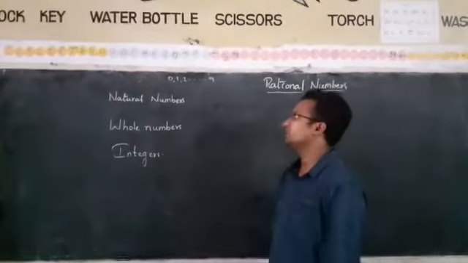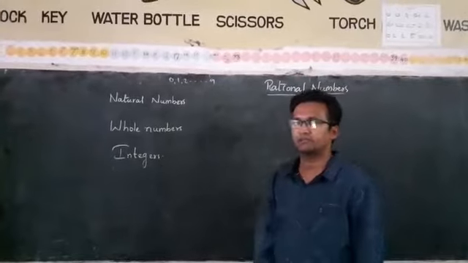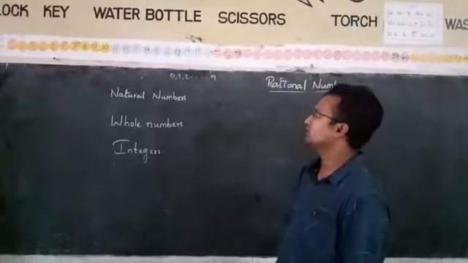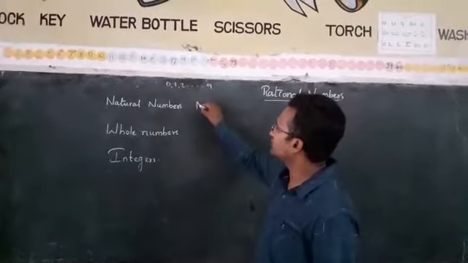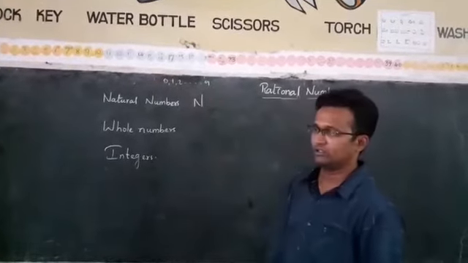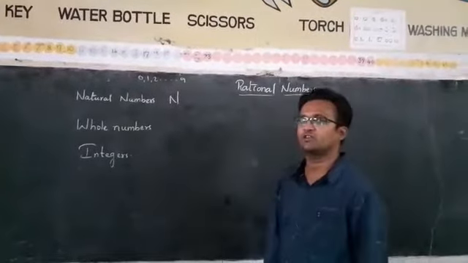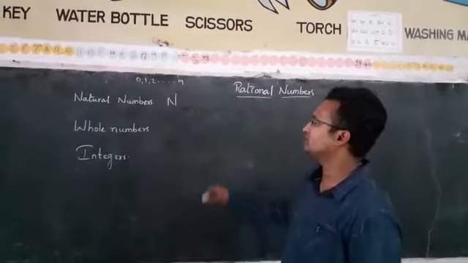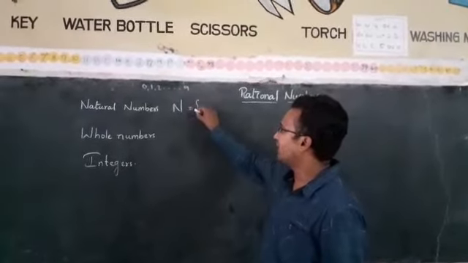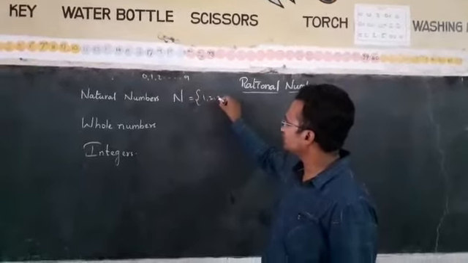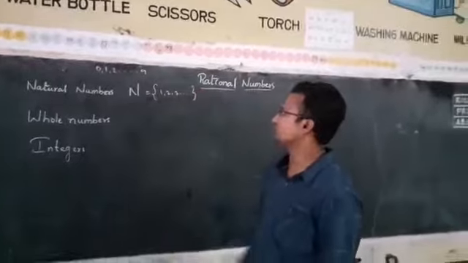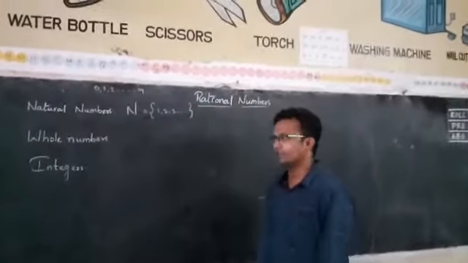And among those numbers, we will have different types of numbers. First is natural numbers, the numbers which are used for counting. The numbers which are used for counting are called natural numbers, and it is denoted by N. And the numbers are 1, 2, 3, and so on. These are all used for counting.